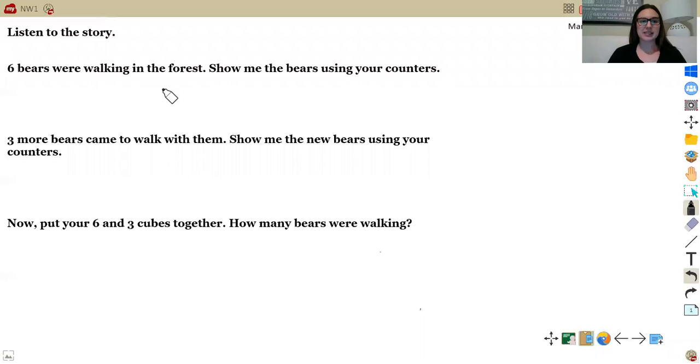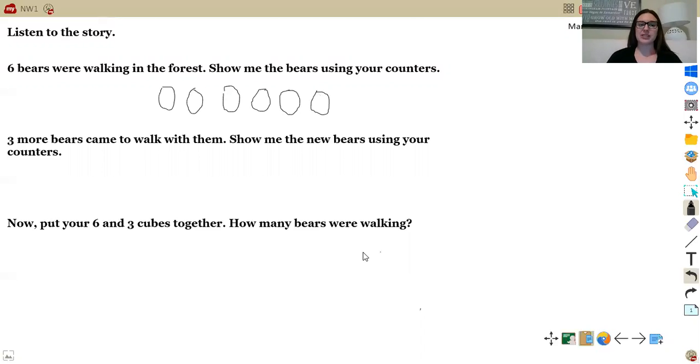Here are my 6 bears. I'm going to draw just circles because I don't know how to draw bears. 1, 2, 3, 4, 5, 6. And then the story continues.